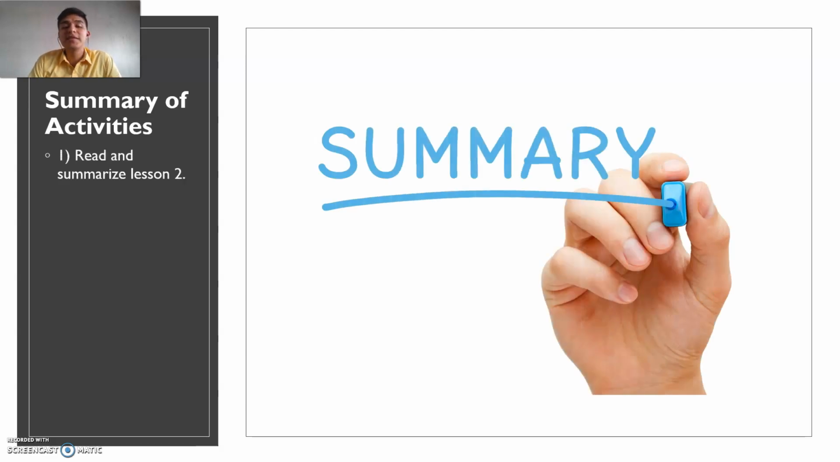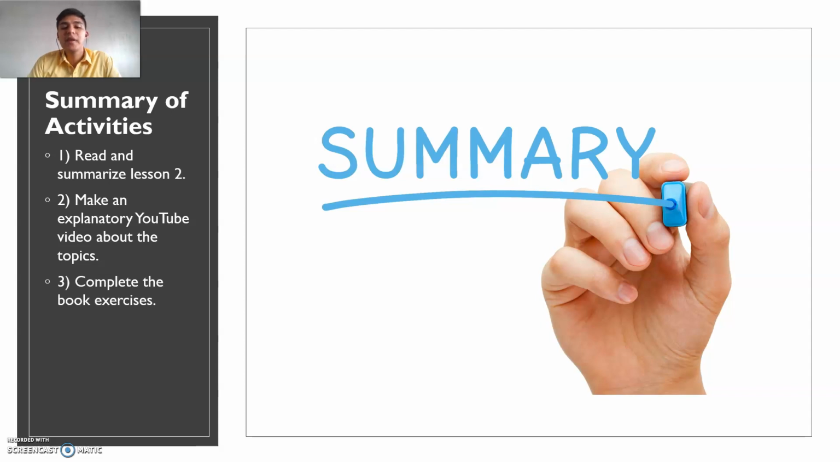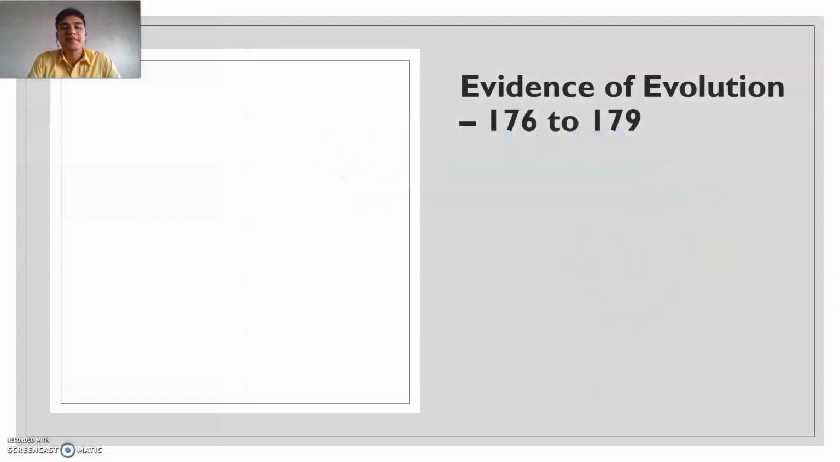Number 1, read and summarize lesson number 2. Number 2, make an explanatory YouTube video about the topic. Number 3, complete the book exercises. And number 4, make a compilation of your work and upload it to Educativa. In the compilation of your work, make sure to include everything: the summary, of course, the exercises from your book, and the link to your YouTube video.